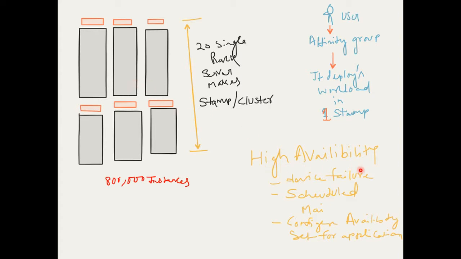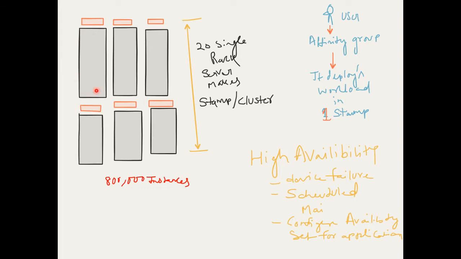So for high availability, what the user needs to do is choose at least two instances and keep them in an availability set. Then Azure would take care of your application to have an SLA of 99.9%, even if a device fails, I mean the rack fails, or even if scheduled maintenance gets triggered.